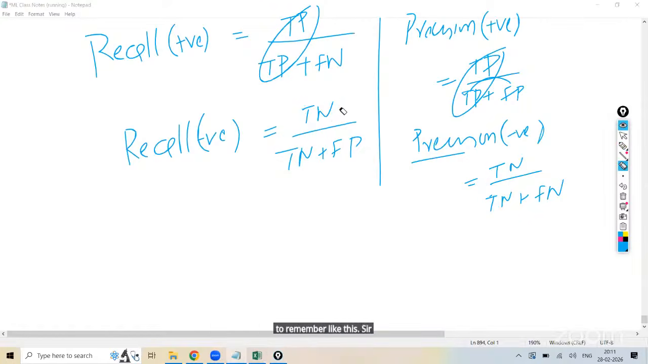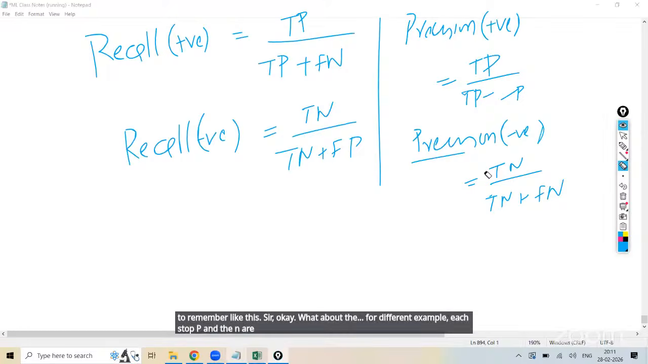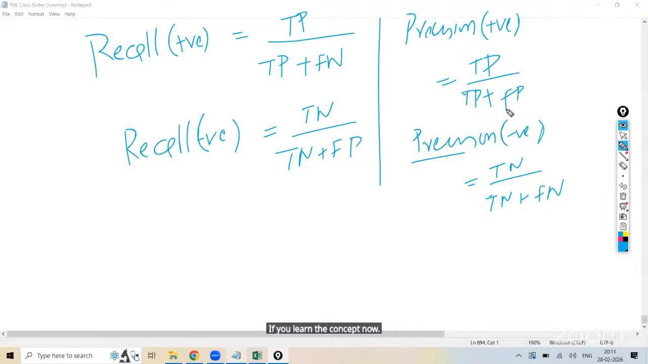Sir, okay. What about a different example, instead of P and N, where something is missed? That is the reason the concept is important. Shortcuts will apply only for certain things. If you learn the concept, you can apply it universally.